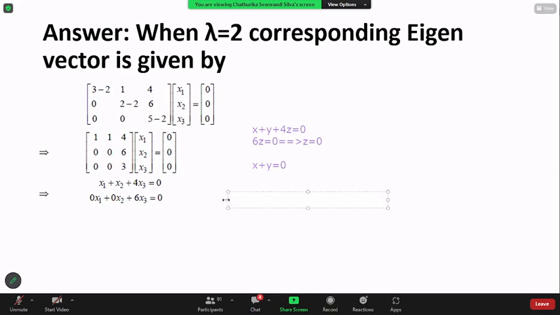In these types of situations, what we consider is, let's say x is equal to k. We say x is k. Let's say x is equal to k. Then students, what is y? If x is k, what is y? Minus k. Minus k. What is z? 0. 0.